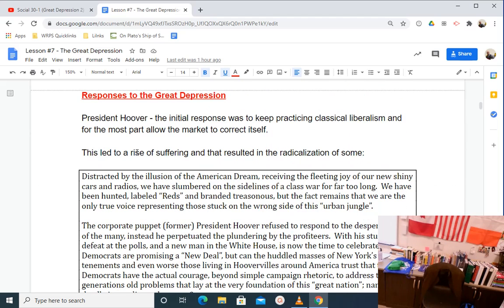Then we have some notes about the responses to the Great Depression, including Herbert Hoover, who was president in the US in 1929. Herbert Hoover believed again that the market would correct itself, that poverty was a local concern, and he wanted to practice laissez-faire. Now, did he respond with some policies? Yes, he did. But he continued to try to force people to practice their own individualism, practice self-interest, right? So this led to the rise of suffering and the result of some radicalization.